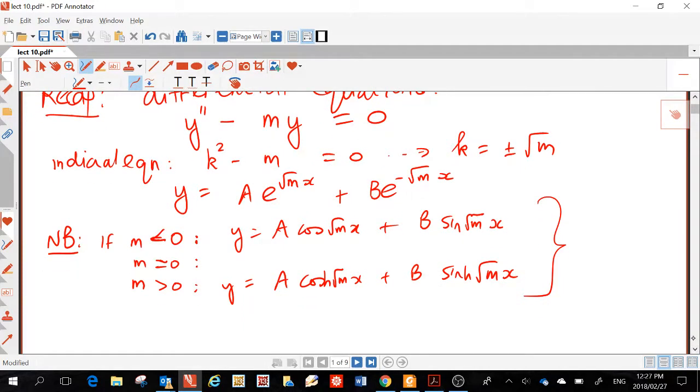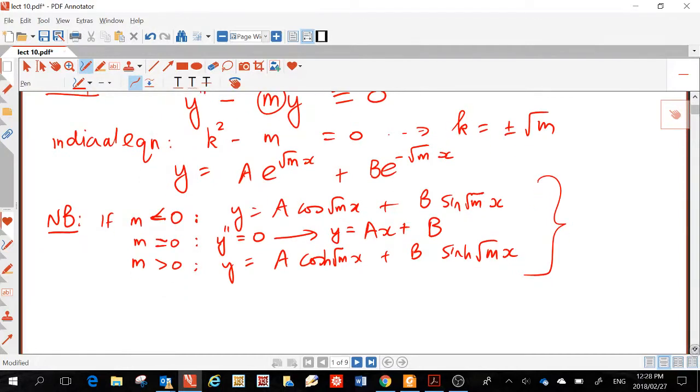You see, if m is 0, then your equation is y double dash equals 0, because m here is 0. This is 0, y double dash is 0. Now that means that if you differentiate y once, y dash will be a constant. If you differentiate it twice, you'll get y equals ax plus b, some linear function. If you differentiate a linear function twice, you'll get 0. Okay? So just remember this now.